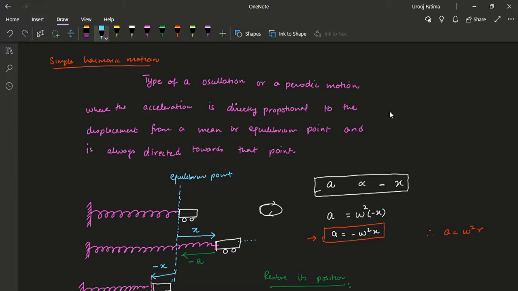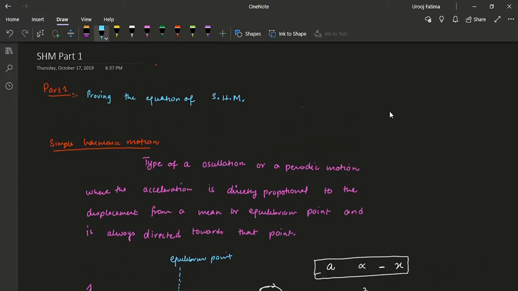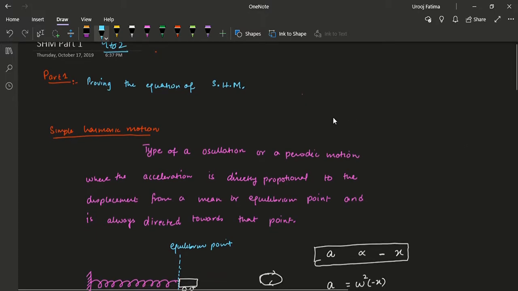Hello everyone. So today we are going to learn about simple harmonic motion, and this is in A2. The course we're doing right now is 9702 of Cambridge. So to really understand what simple harmonic motion is, in the first part we're going to prove the equation of simple harmonic motion, and to do that we need to learn what exactly simple harmonic motion is.